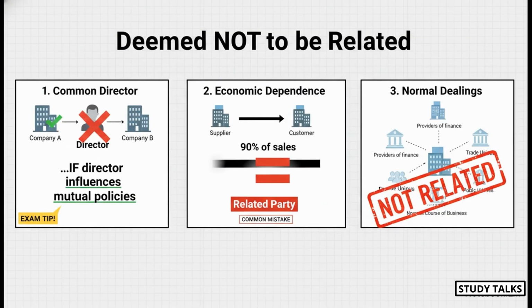And here's that list. And look, right at the top, there's the answer to our first question. Two companies are not related just because they share a director. The only exception is if that director is in a position to influence the policies of both companies in how they deal with each other. It's a fine point, but an important one. Next, even if one customer makes up 90% of your business, that economic dependence alone doesn't make them a related party. And finally, your bank, your trade union, the electricity company, these guys aren't related parties just because you do normal business with them.